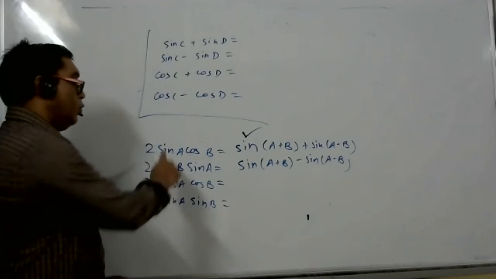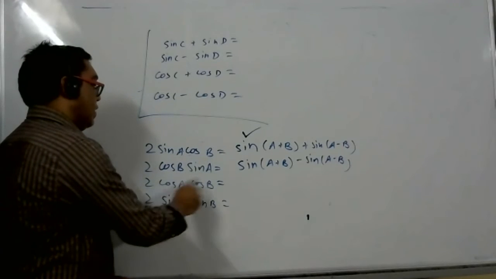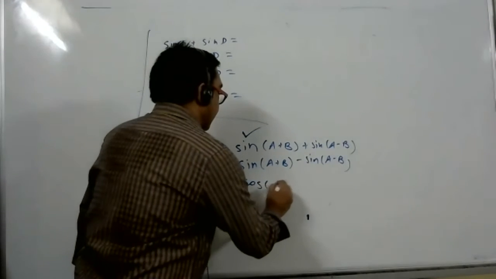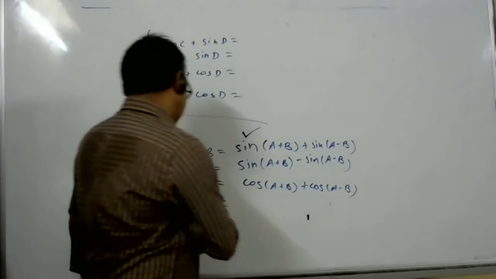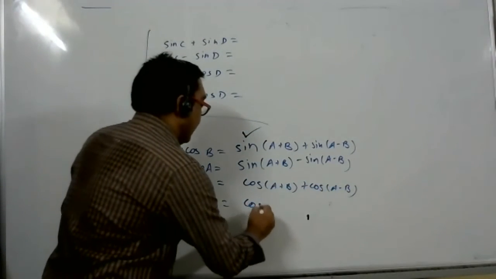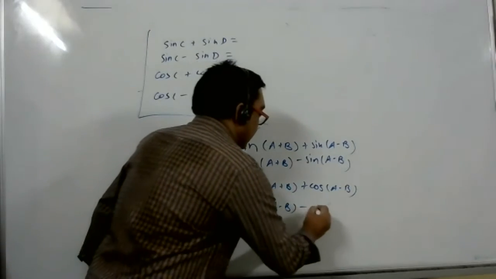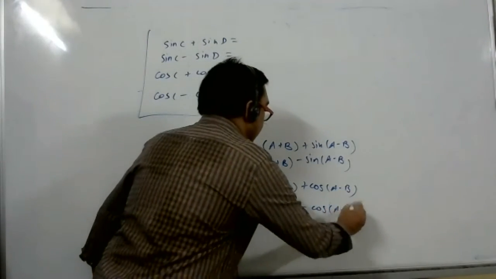Yes, I understood, sir. Now 2 sin A cos B, 2 cos B sin A, is cos (A plus B) plus cos (A minus B). And here it is what? 2 sin A sin B is cos (A minus B) minus cos (A plus B). These are the formulas.